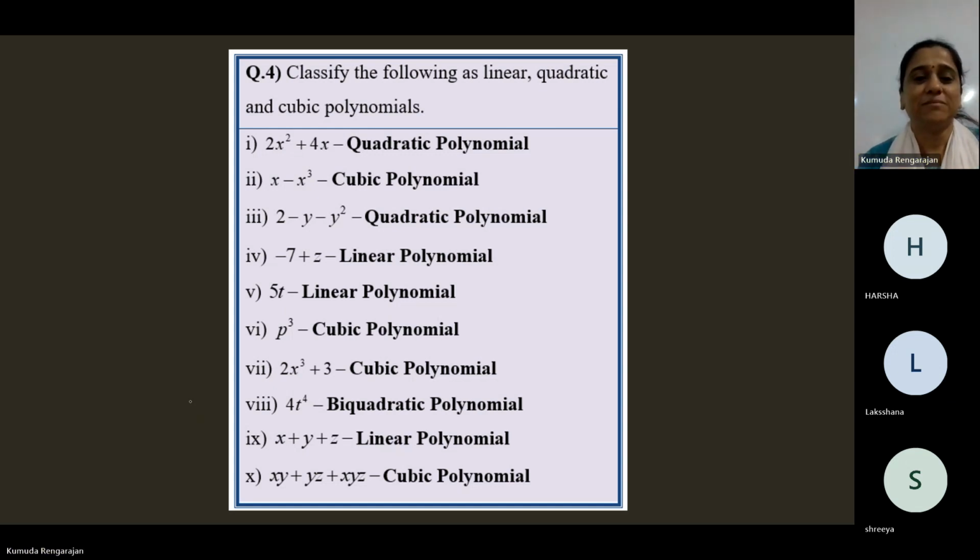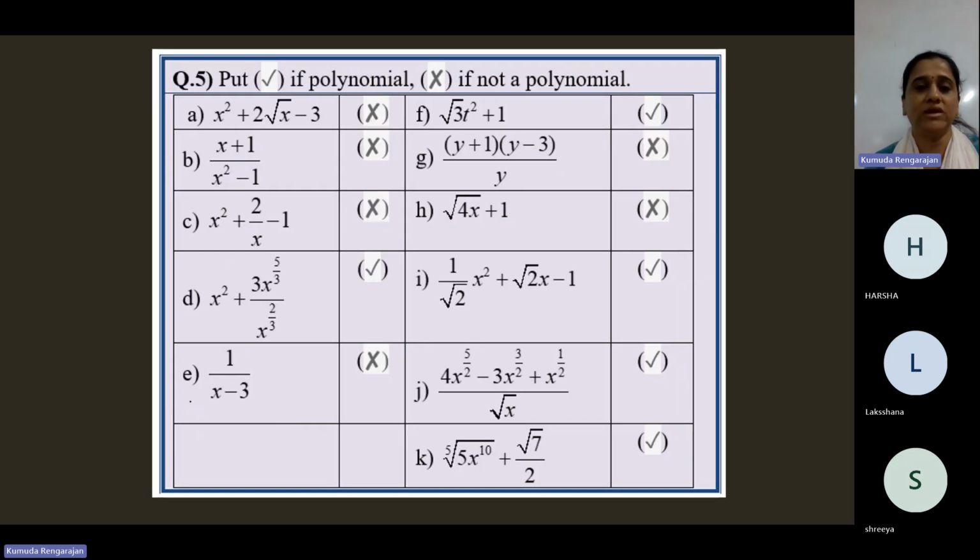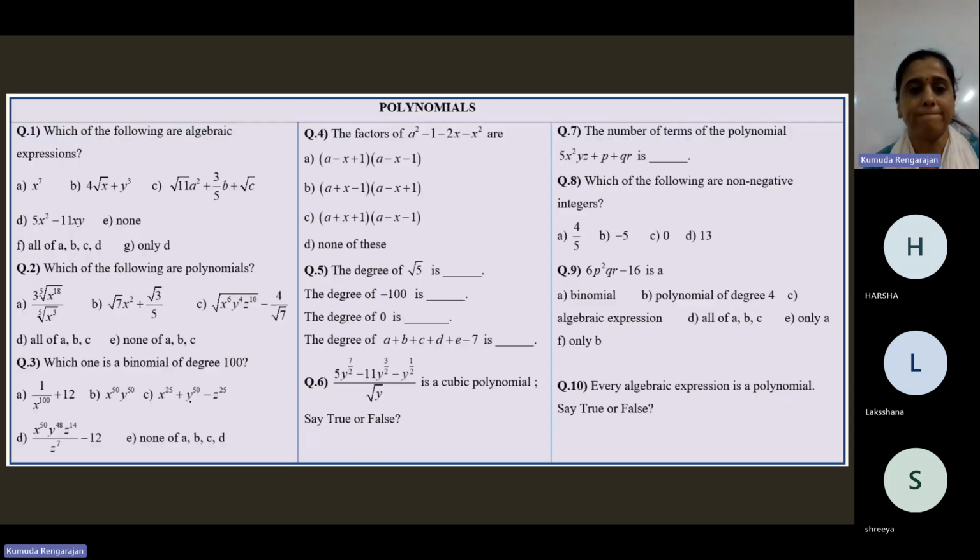And here you'll have to classify as linear, quadratic, or cubic. This also is familiar. You can help yourself. Put a tick mark if it's a polynomial and a cross if it is not a polynomial. You can do this.